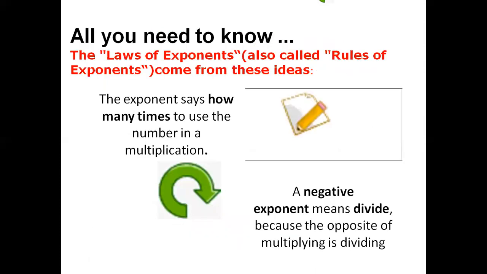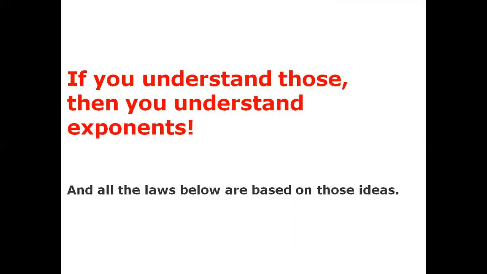All you need to know: the laws of exponents, also called the rules of exponents, come from these two ideas. First, the exponent says how many times to use the number in a multiplication. Second, a negative exponent means divide, because the opposite of multiplying is dividing. If you understand those, then you understand the exponents as well. And all the laws below are based on those two ideas.